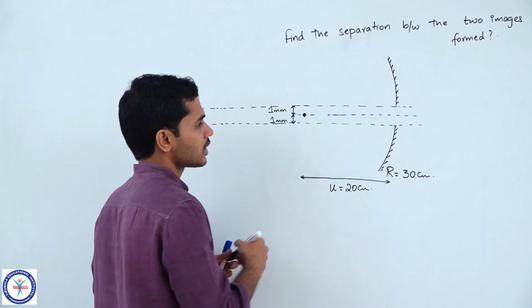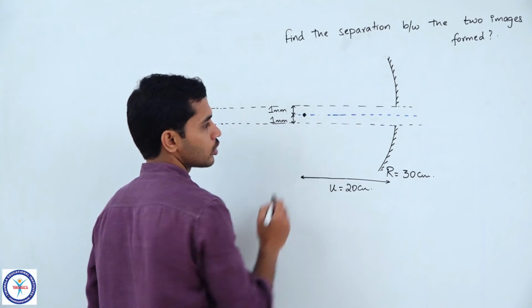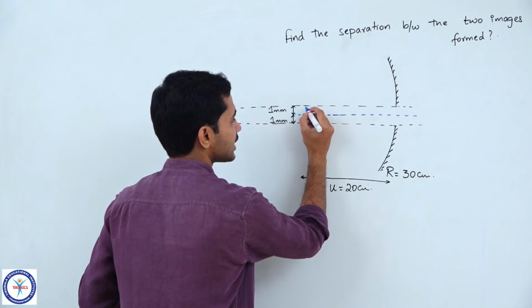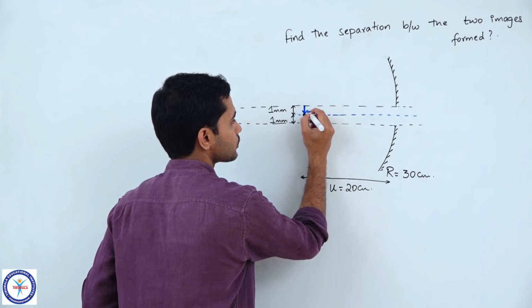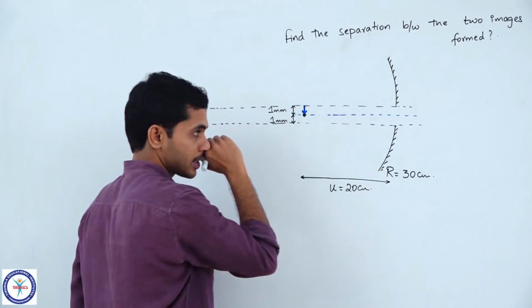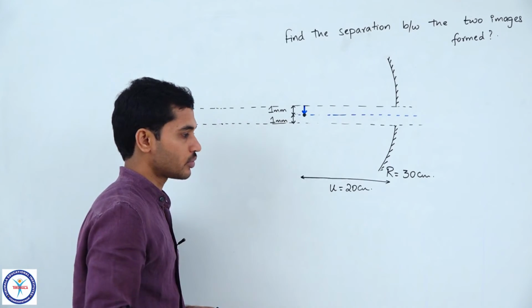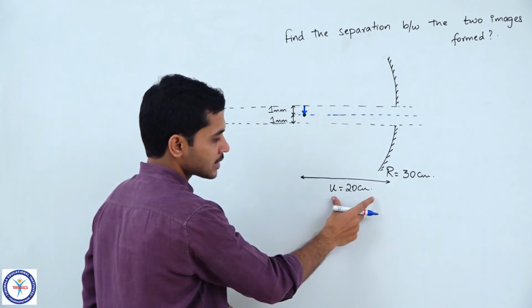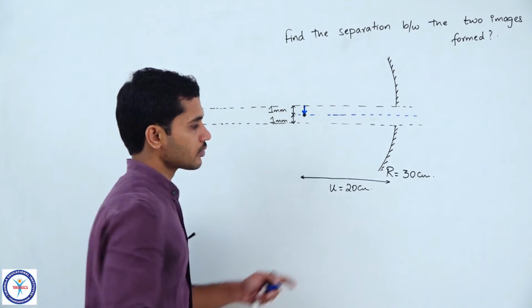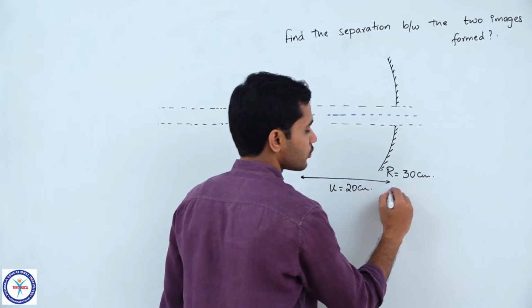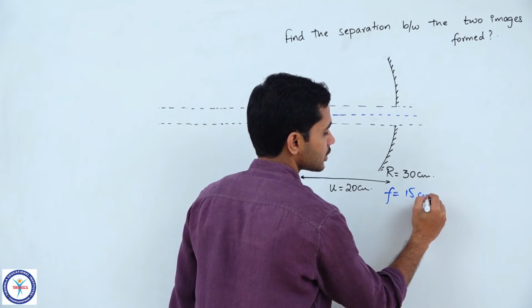I have told you just earlier, because this object is now not on the principal axis, we need to consider it as an extended object for both cases. So, first let me do it for one, and the same thing repeats for the other because it is a symmetrical scenario. The object is at a distance of 20 centimeters and we have the radius of curvature as 30, which means the focal length is 15 centimeters.